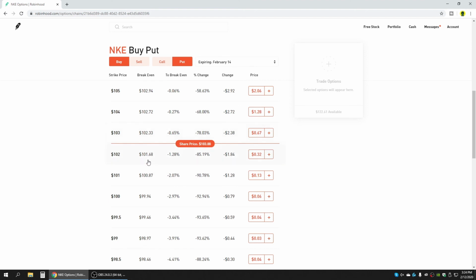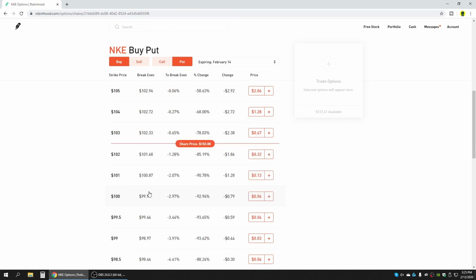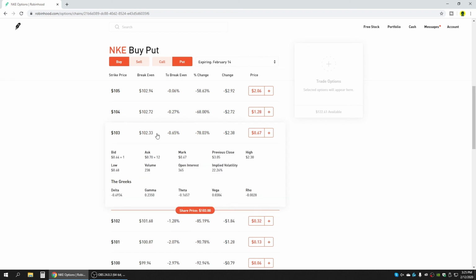So if Nike went down to 102, the 103 contract, if we bought it, it would go up in price, the 0.4934, but then the gamma would change the delta. So then it would be at about 0.72, and the gamma would decrease. And of course there's other things that go into that, volatility, the time, but that's just the basics of it.